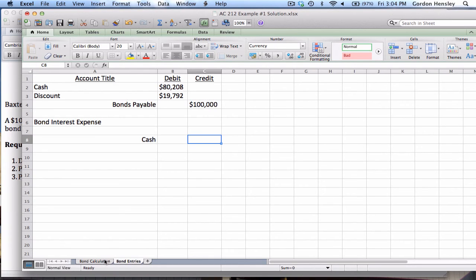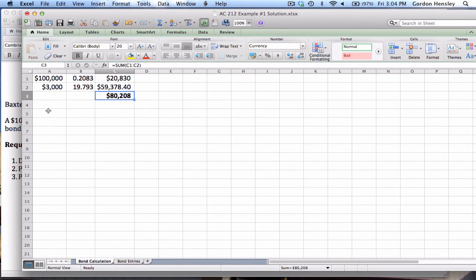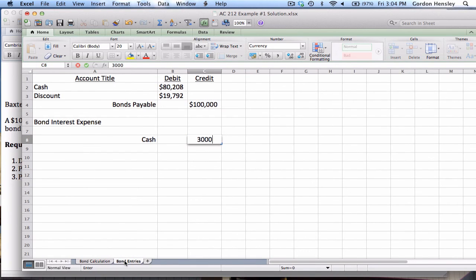Now on the credit to cash, how much am I going to use there? Well, back on the first part, we calculated that each interest payment would be what amount? $3,000. So that's going to be $3,000. Now, I have to amortize the discount. Amortizing the discount simply means to get rid of it. Now think about it. The discount is a debit. If I want to get rid of something that has a debit balance, how can I do that? With a credit. And it said that they use what type of amortization? Straight line amortization.